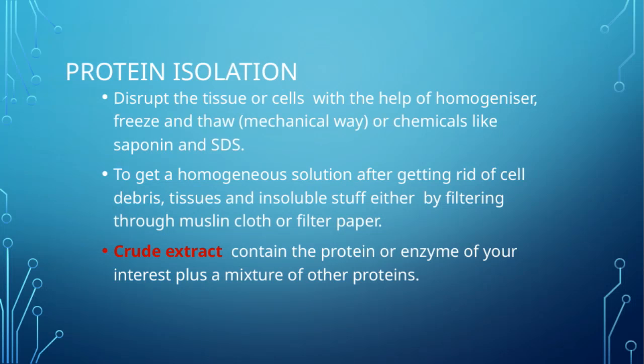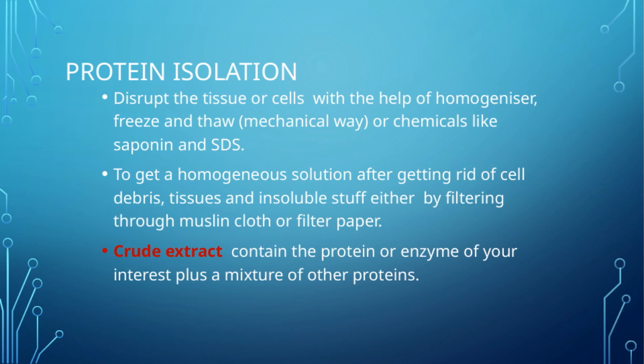Let's start by disrupting the tissue or cells to release the proteins we want. We can do this mechanically using a homogenizer, which physically breaks apart the tissue. Alternatively, we can freeze and thaw the tissue repeatedly, which also helps to break open the cells. Chemicals like saponin and SDS are also used. They help to solubilize the cell membranes and release the proteins.